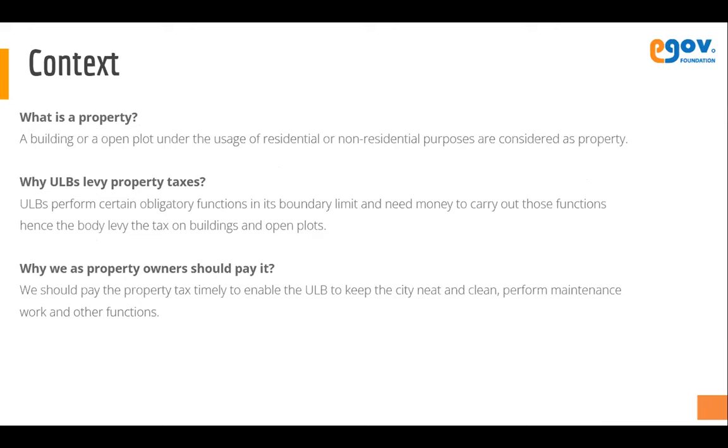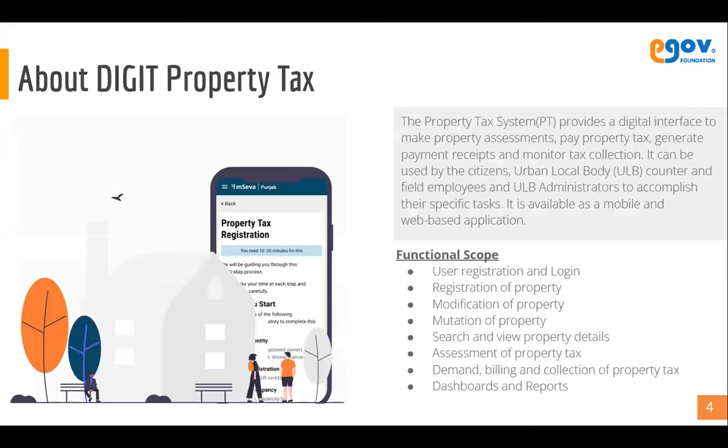So already we know why ULBs levy property taxes. They need funds to perform certain obligatory functions. And why should we as property owners pay it? First of all, we should pay property tax on time to enable the ULBs to keep the city neat and clean and perform their maintenance work and other functions.